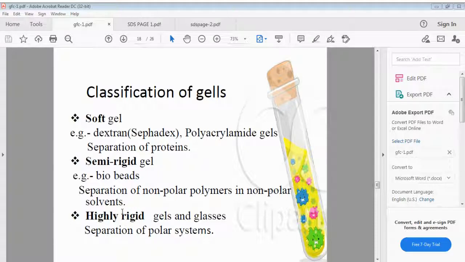Then highly rigid gels. So they are like glass.